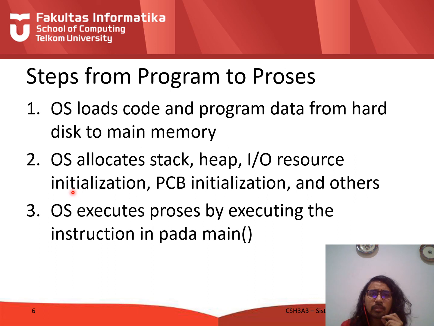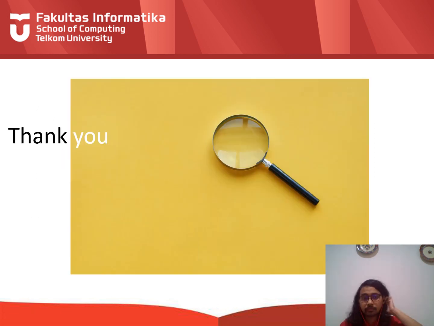These are the steps from a program to transform into a process. So first, the OS loads the code from a program data from the hard disk to the main memory, and then the OS allocates stack, heap, I/O resources, and PCB, and then the OS executes the process by starting from the instruction in the main function.